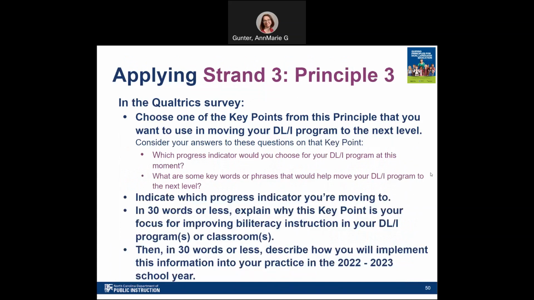All right, that's it for Principle 3. So once again, you go to your Qualtrics survey, you choose one of those key points from Principle 3, and then you consider what you answered and indicate which progress indicator you're moving to for that particular key point. And once again, in 30 words or less for both of these, explain why this key point is your focus for improving biliteracy instruction in DLI programs or classrooms, and then describe how you will implement this information into your practice in the 2022-2023 school year. Pause as long as you need to on this recording and in your survey to complete your answers.